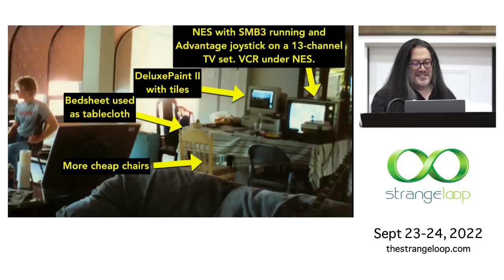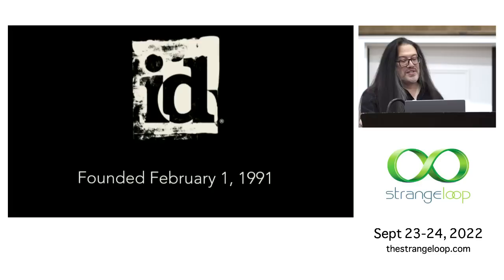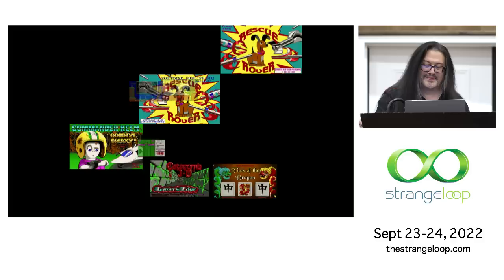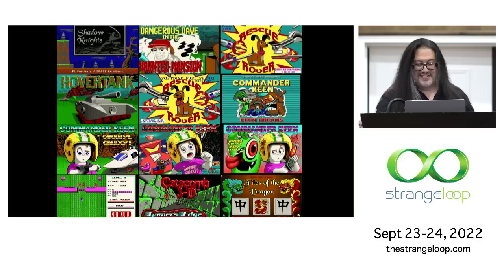Very old school. So id Software was formally founded on February 1st of 1991, and we made 13 games that year. Shadow Knights, Dangerous Dave and the Haunted Mansion, all these games that you see here, plus three other ones, I think, or a few others that aren't shown here for the Apple II. So we actually took 2 months for each game, but we made two games at the same time, at least two. And this was due to us having 10 years of intense game development experience prior.